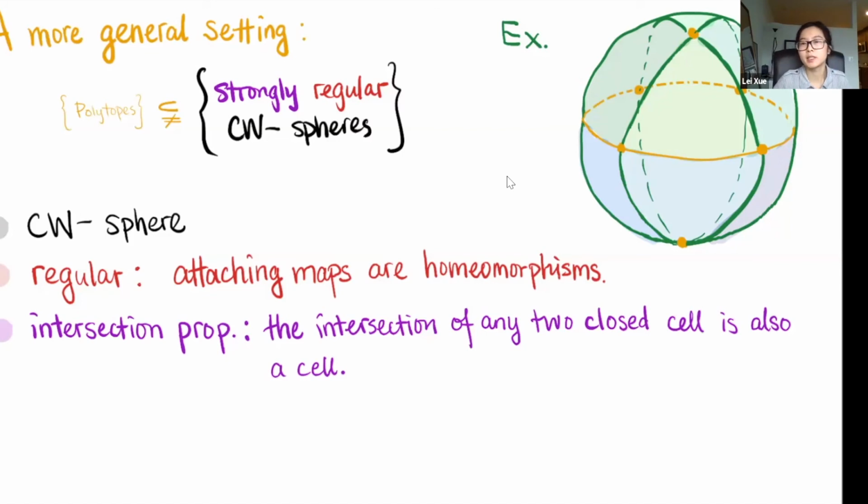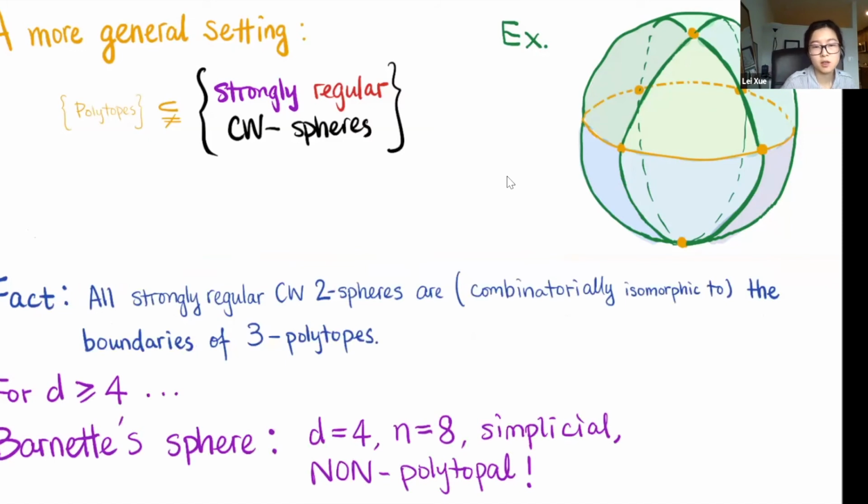It could be empty. It just couldn't be more than one cell. And here are some basic facts. If D is 3, then those two sets are the same. Every strongly regular CW sphere actually is a boundary of some three-dimensional polytope.